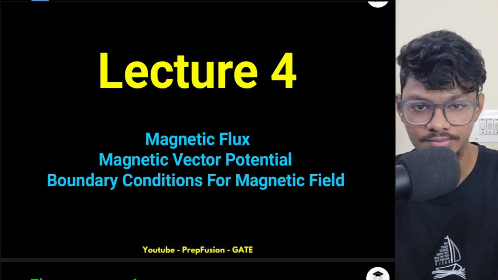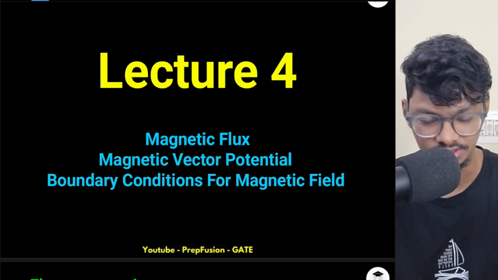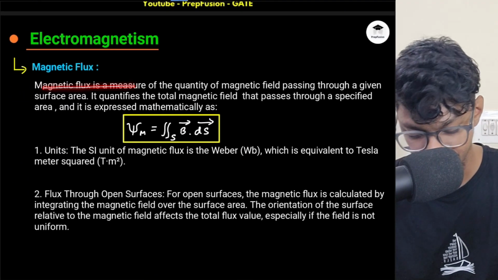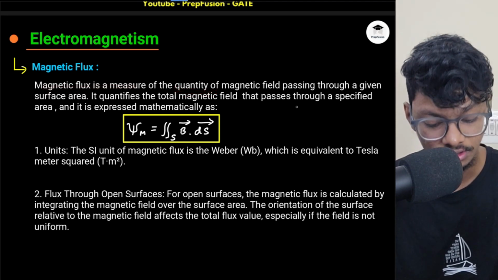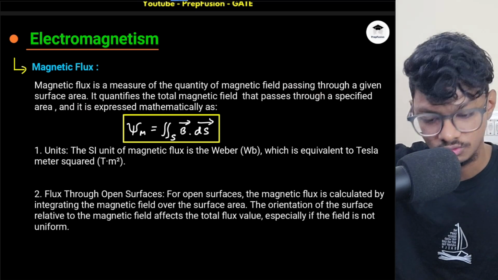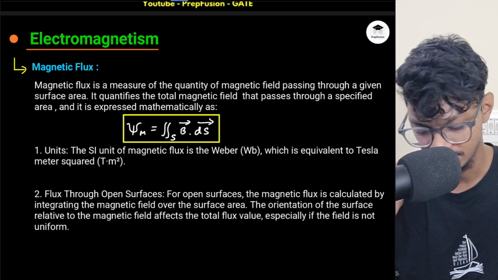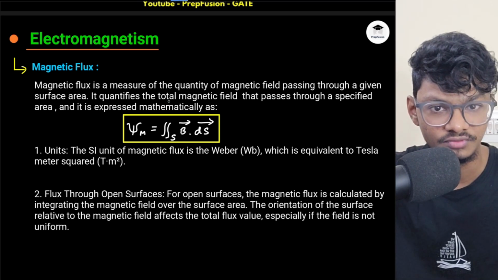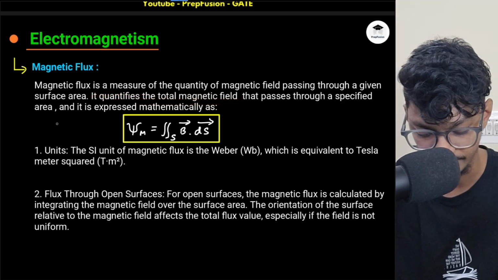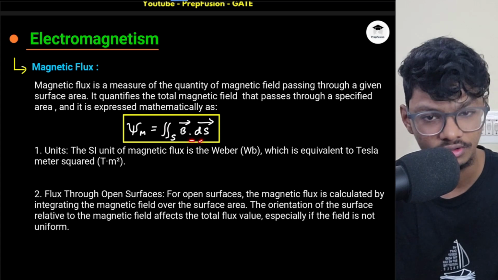First of all, we will start with simply magnetic flux. It's the same as electric flux. Nothing is fancy here, just a few new things we need to study. Magnetic flux is a measure of the quantity of magnetic field lines passing through a given surface area. How many field lines cross through a given area, that is the meaning of magnetic flux. Same as electric flux, right? There, how many electric field lines cross the particular given area. It quantifies the total magnetic field that passes through a specified area, and it is expressed mathematically as the surface integration of B dot dS. That's it.